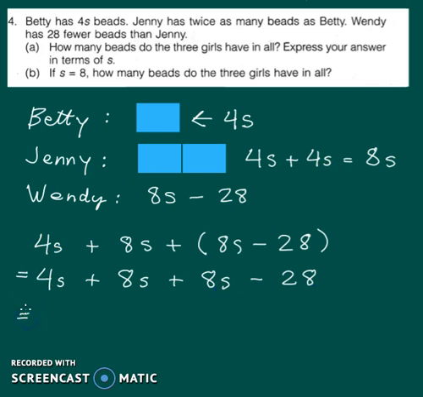And we know that we can group like terms. So what like terms do we have? We have 4S, 8S, another 8S, and then we have just 28 here. So if we can add together like terms, we know that we can add 4S, 8S, and 8S together. So that will come to 20S. And then we have minus 28 on the end. So in terms of S, that is how many beads the three girls have all together.